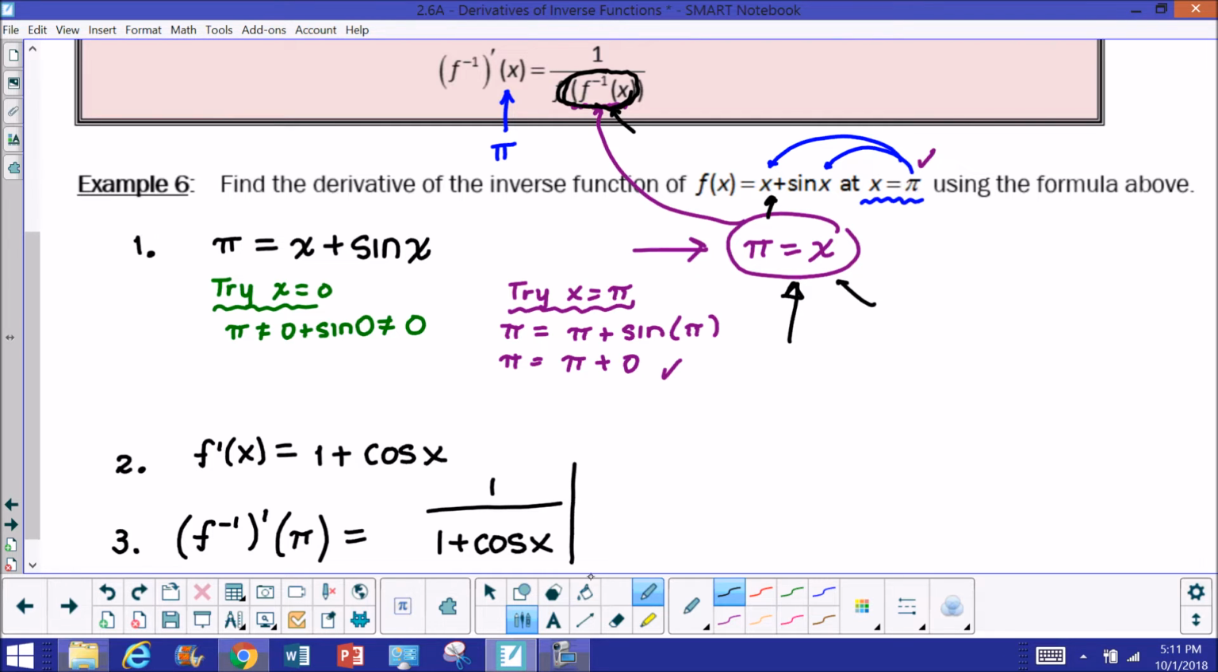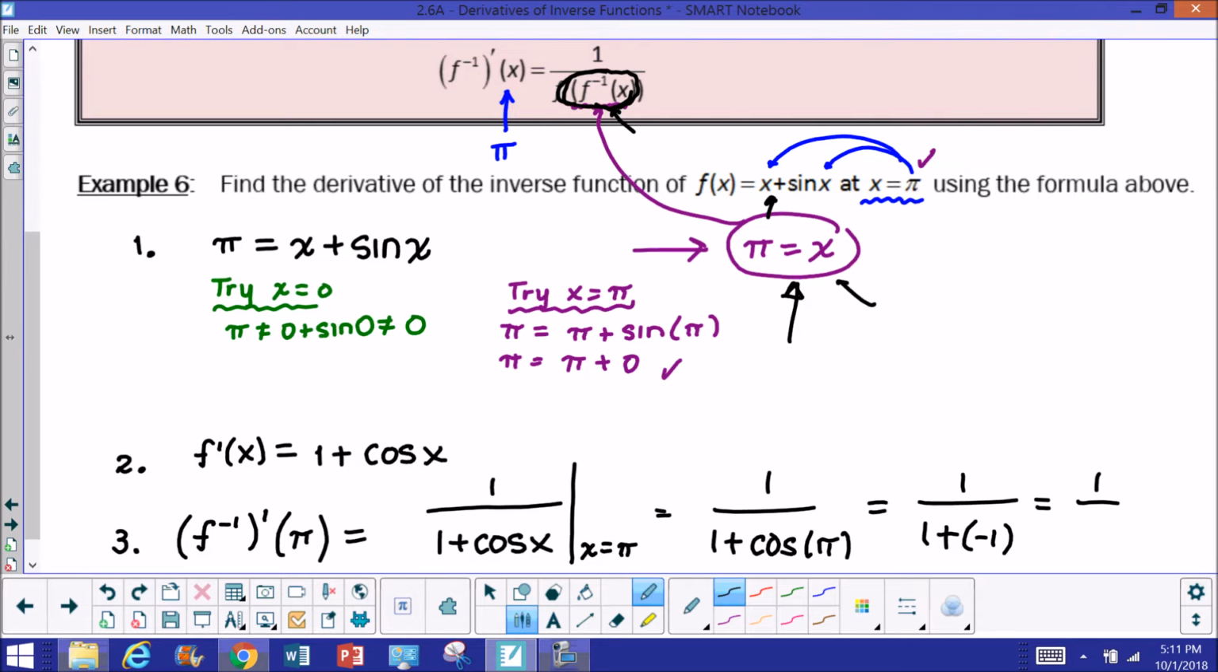Now what I'll do is I'll just write it like this so I don't have to erase it. And then when I evaluate, I have 1 over 1 plus the cosine of pi, which is going to be 1 over 1 plus the cosine of pi, which is -1, and then something really strange happens.